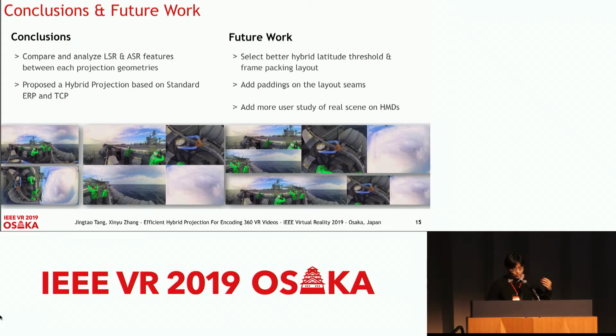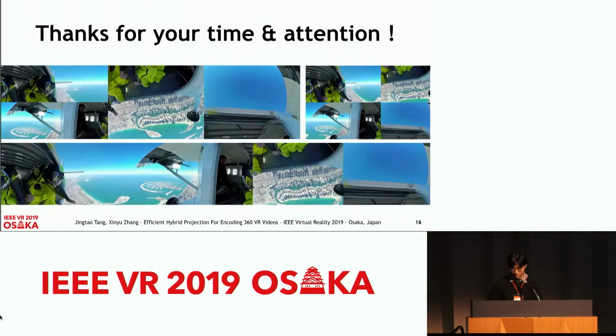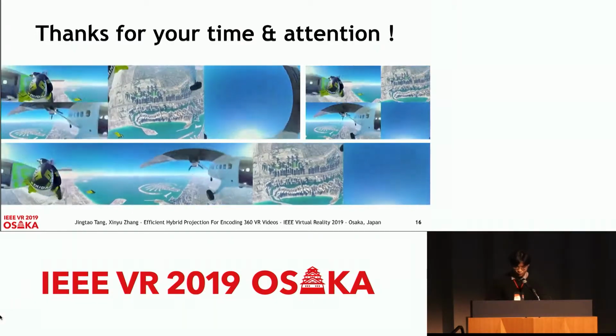But there are still some unsolved problems. Firstly, is there any optimal hybrid latitude threshold with a compact frame packing layout? That still remains a question. Secondly, potential adverse effects brought by the discontinuity existing on the hybrid projection may be reduced by padding techniques. Last but not least, we hope to add some more user studies to test how the hybrid projection really works on real things. So that's the end of my presentation.